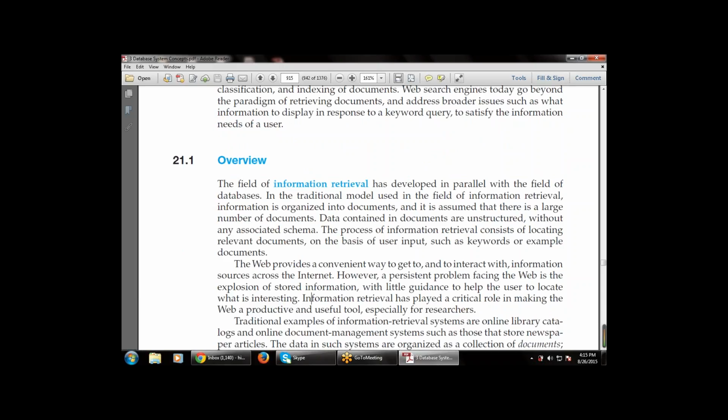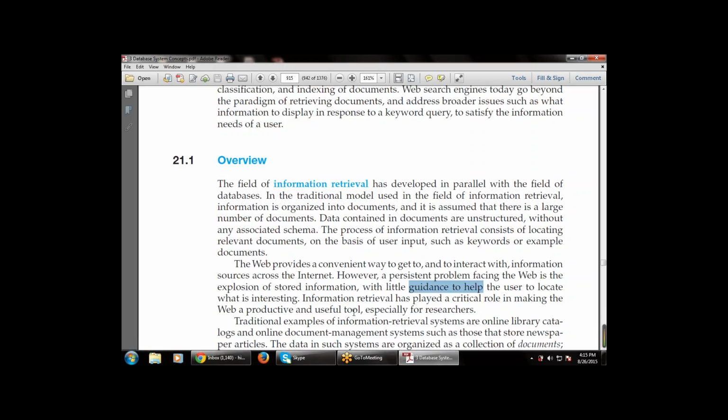We can get more and more information from the web over the internet. However, a persistent problem facing the web is the explosion of stored information with little guidance to help the user locate what is interesting, what is going to interest them, or what is going to happen in the database systems.